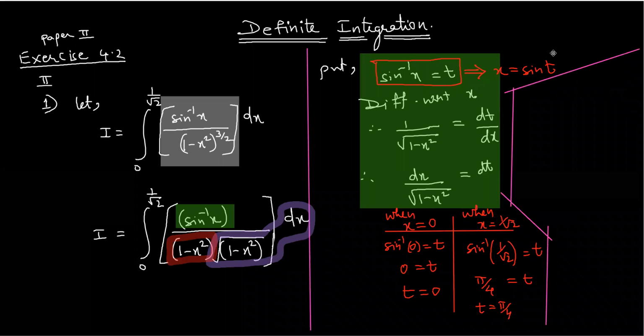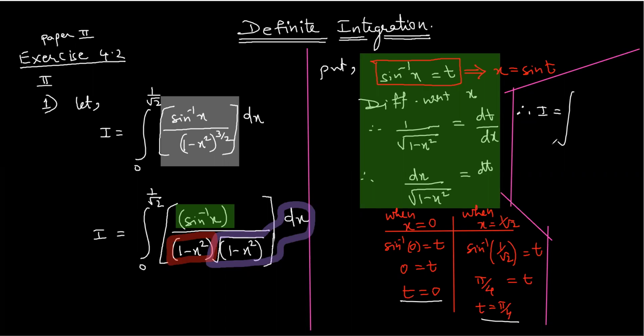And what is this? What is it going to be? Therefore, I equals to 0 to 1 by root 2. You will not write 0 to 1 by root 2. What you will write? 0 to pi by 4. Then sine inverse x, you will write it as t. And this whole thing is dt. You will write dt.